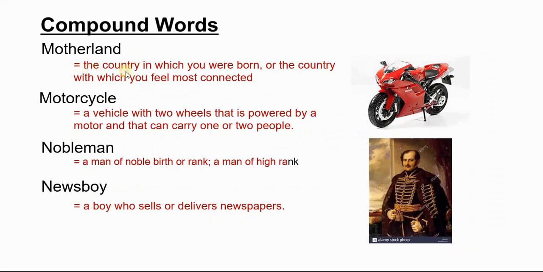Motherland, the country in which you were born, or the country with which you feel most connected. Motorcycle, it is a vehicle with two wheels that is powered by a motor and that can carry one or two people. Nobleman, it is a man of noble birth or rank, a man of high rank. Newsboy, a boy who sells or delivers newspapers.